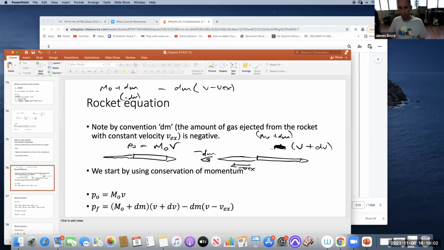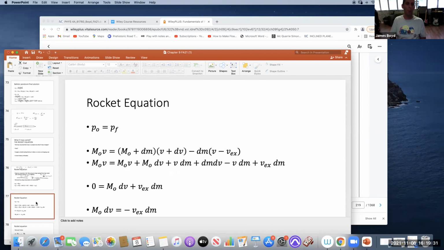So this is the initial mass, times v plus some very small change in the velocity, plus the mass that was leaving. So this is inherently negative. So this is actually less than m naught times v plus dv, minus that amount of fuel leaving, times v minus v exhaust. So this is the speed of the rocket, this is the speed of the exhaust. From that, what we do is we write momentum initial equals momentum final. I don't believe your book goes into this much detail. It really should. It doesn't. It kind of gives you the final equation.